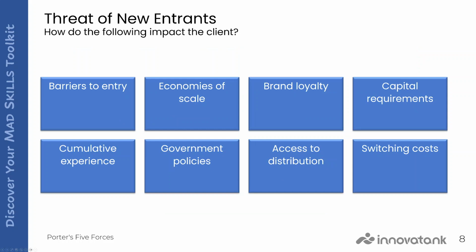And then the last one is the threat of new entrants. That includes barriers to entry, economies of scale, brand loyalty, the capital requirements, the cumulative experience needed by new entrants coming in, government policies and how government regulation impacts entry into the industry, what the access to distribution is like, and then again, the ability of buyers to substitute, because they're going to have to switch from their original supplier to the new entrant as they come in. So again, things to think about.